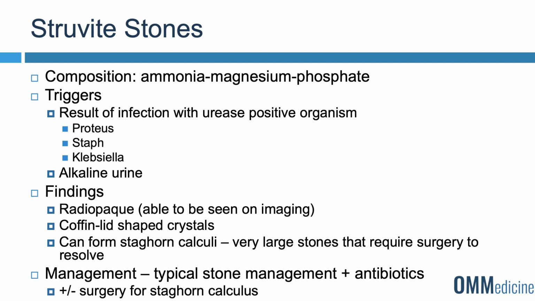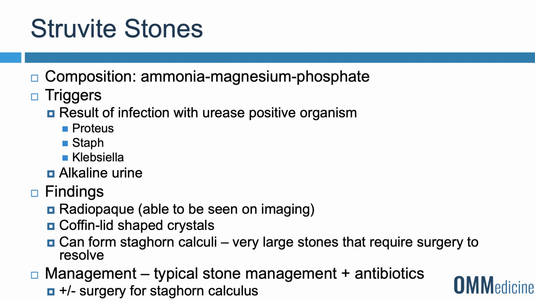Now, the next type of stone we'll talk about are called struvite stones, also called ammonia-magnesium-phosphate stones, because that is what they are composed of. And these stones are commonly going to be a result of infection in the urinary tract, commonly with urease positive organisms. So these are going to be bugs like Proteus, Staph, and Klebsiella.